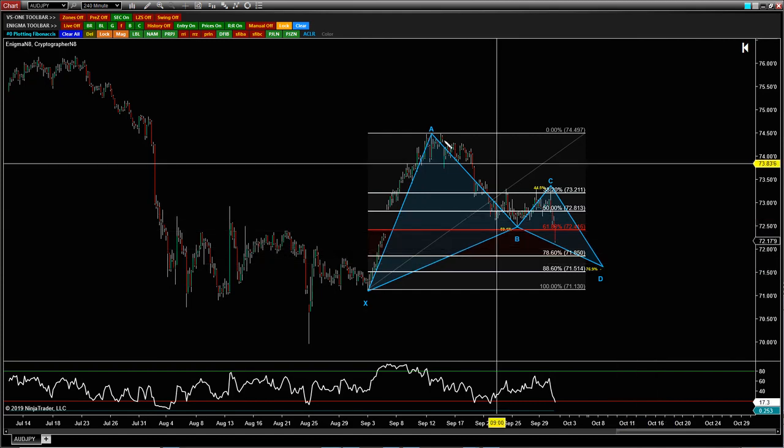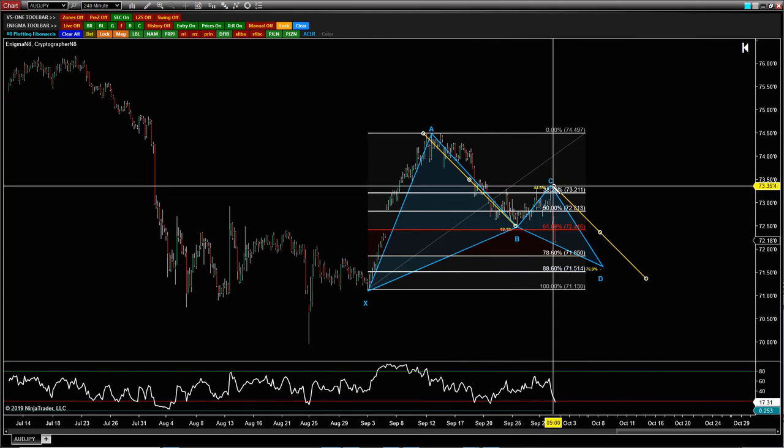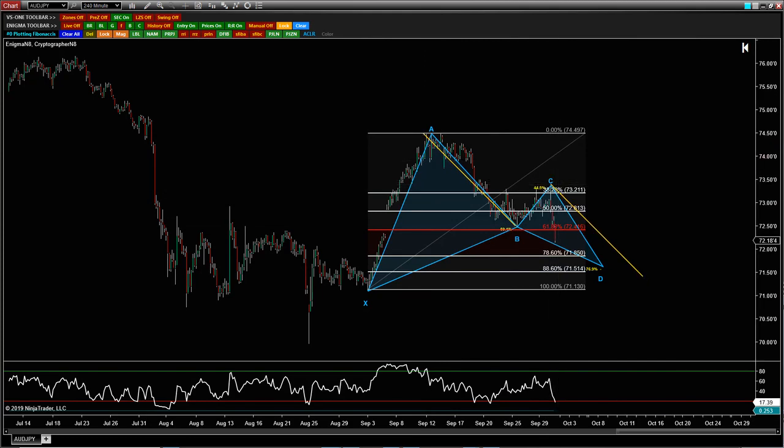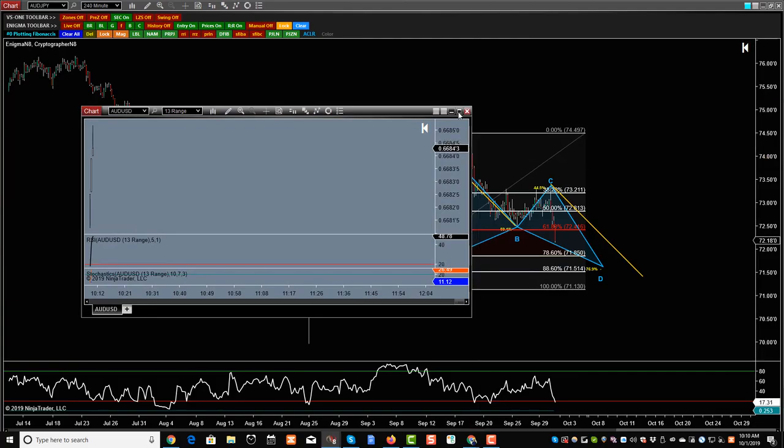Ali says also a nice 1-to-1 measured move. All right. Head and shoulders on the range bar chart for Aussie dollar as well.